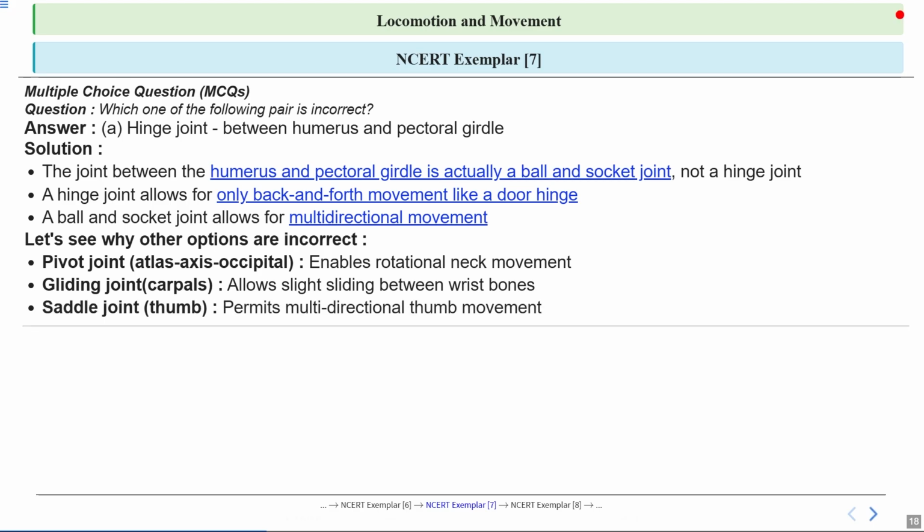Talking about the third option, which is saddle joint, it is the one in your thumb, and it is a type of joint where one bone fits into the concave shape of another, allowing the thumb to move in multiple directions, up and down, side to side, and even in a circular motion. This unique structure provides the thumb with a wide range of motion, which is important for tasks like grasping, pinching, and manipulating objects, making it a crucial part of hand function. Okay. So saddle joint permits multi-directional thumb movement.